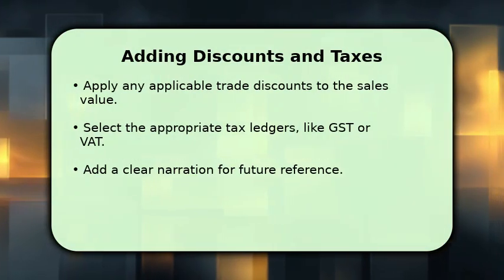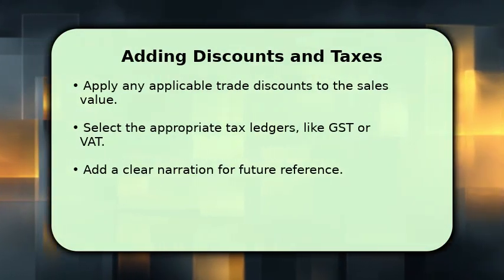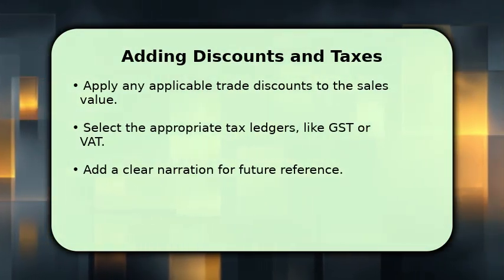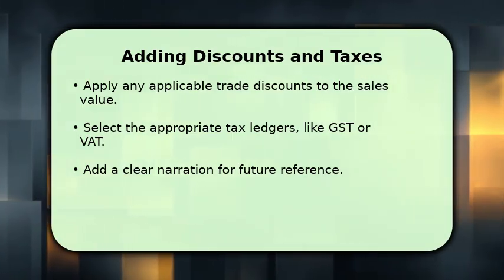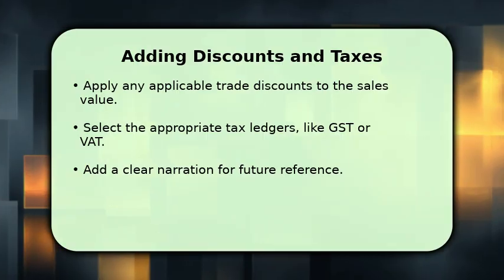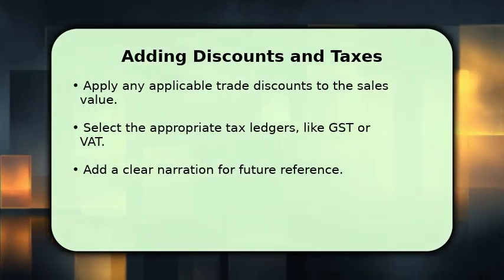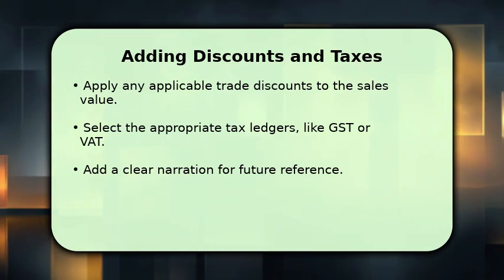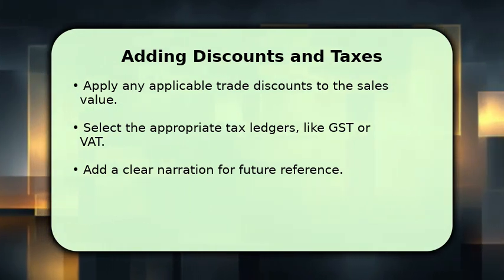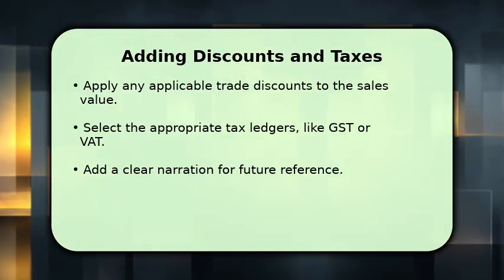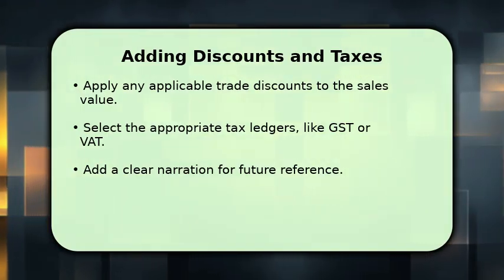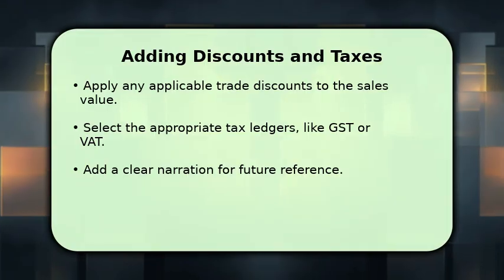Now, let's enhance our sales voucher by adding discounts and taxes. If you offer a trade discount, enter it as a percentage or a fixed amount. Then, select the relevant tax ledgers, such as your goods and services tax or value-added tax, which Tally will calculate automatically. Finally, add a brief narration explaining the transaction details. This provides valuable context for your records.